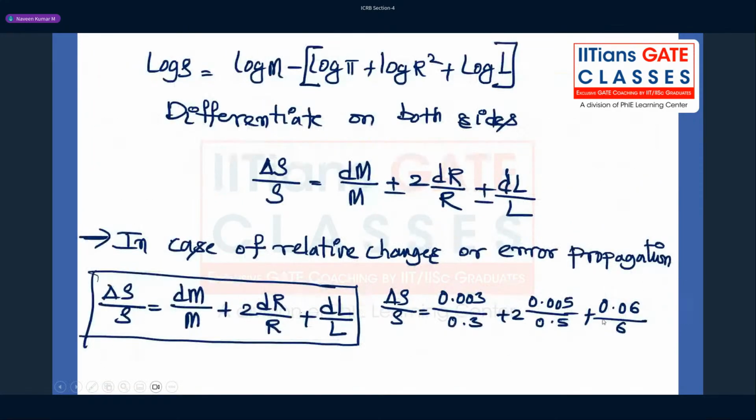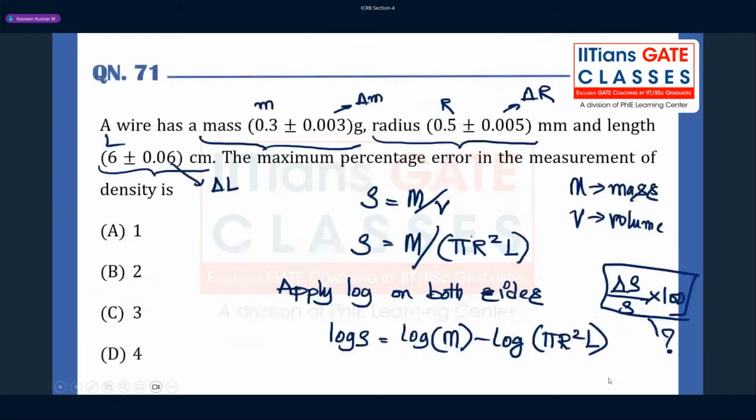0.6, yeah. All are in grams, mm, centimeter, doesn't matter which dimension it is. So you will get something like 0.04, into 100, I'm doing it into 100 here, will give you some 4% of error. Relative percentage, very important. So that is what it is: a maximum of 4% error can be there, for combinations of this mass, radius, and length. Okay, so that is the answer.